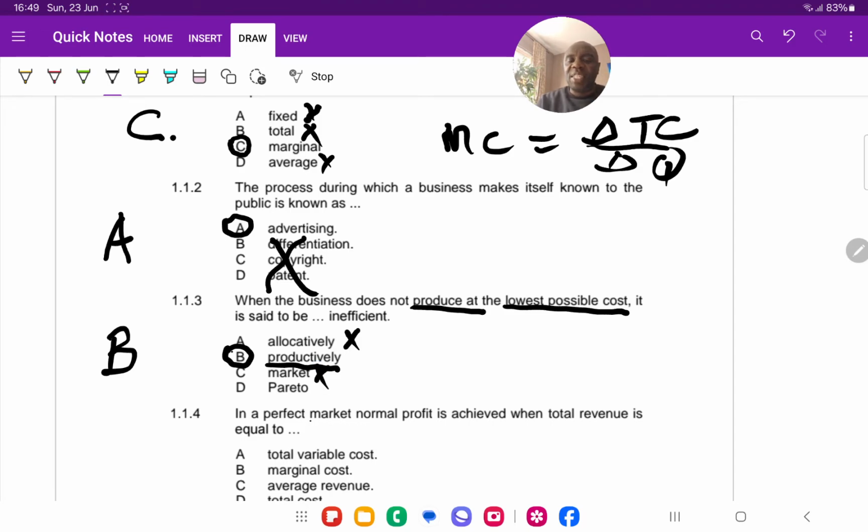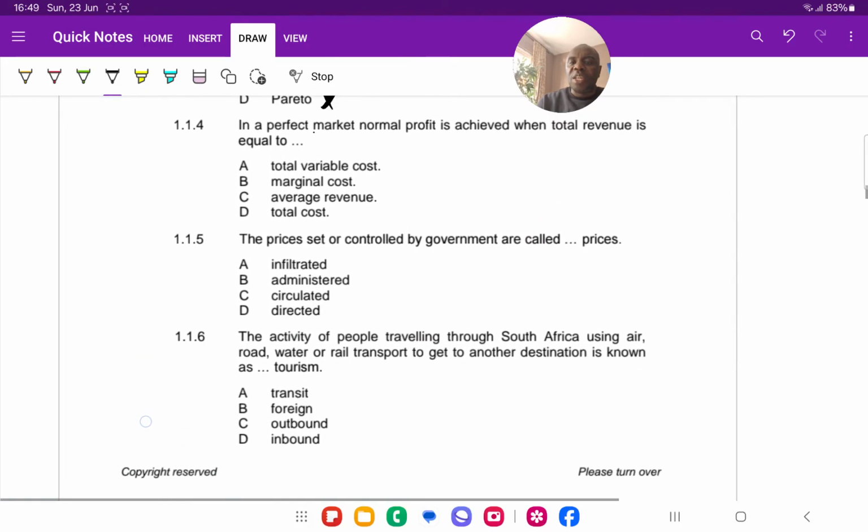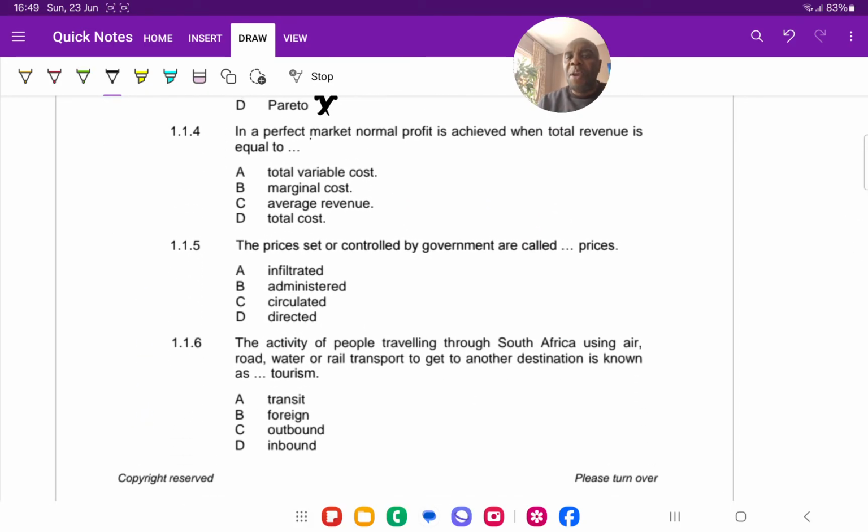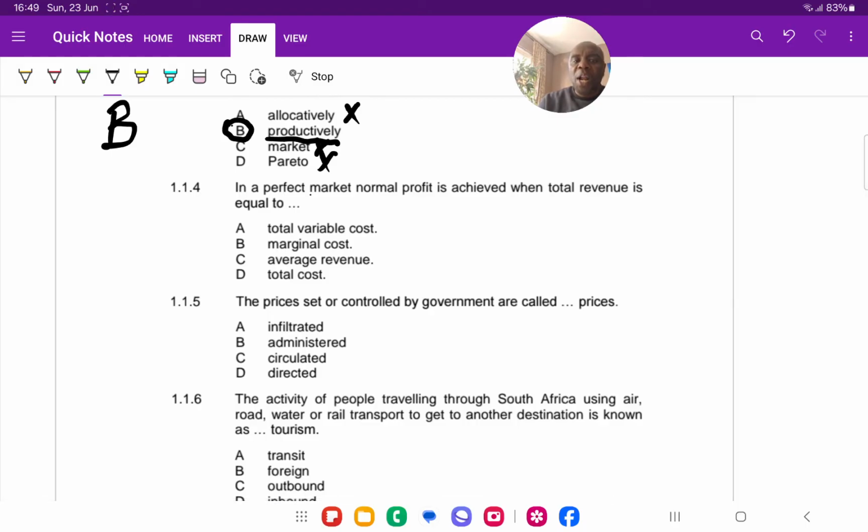Pareto inefficiency, what is that? It occurs when a business is productive inefficient as well as allocative inefficient. So this is not a correct answer. Our correct answer is therefore B. Let's look at question number 4. In a perfect market, normal profit.